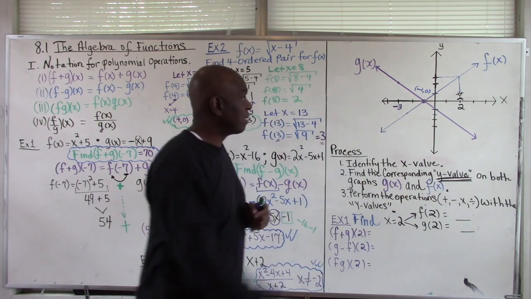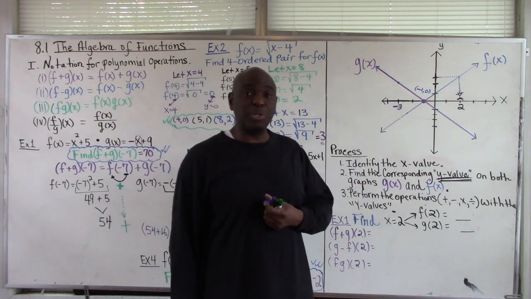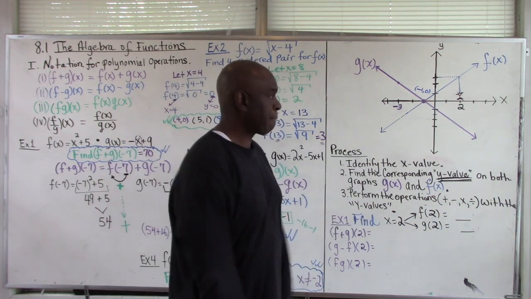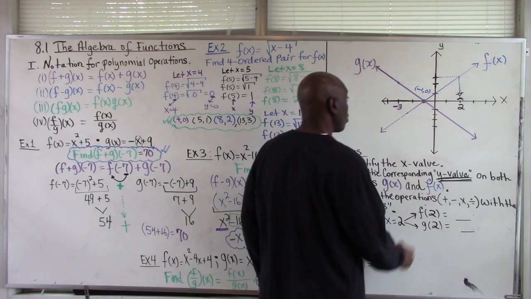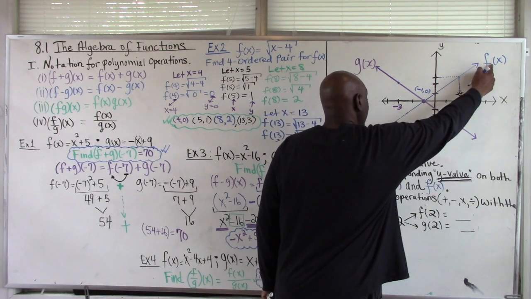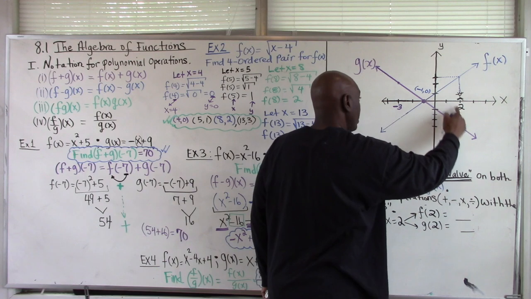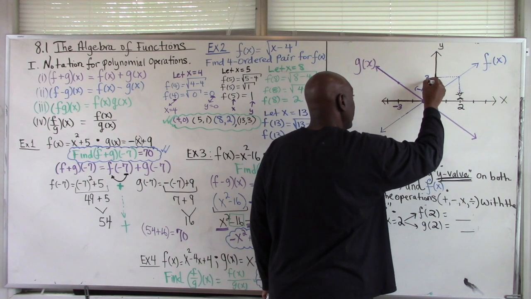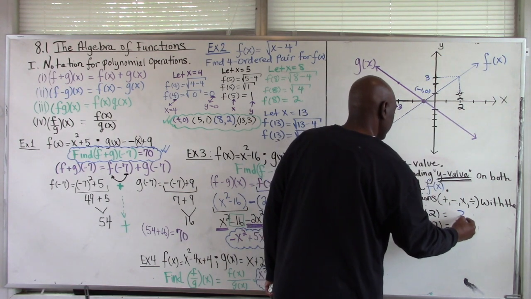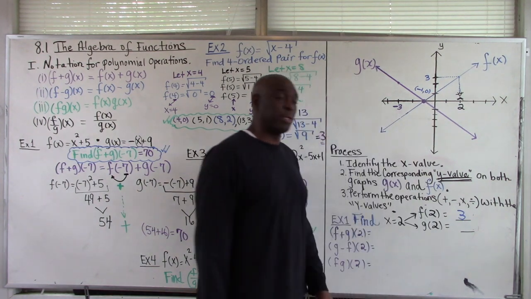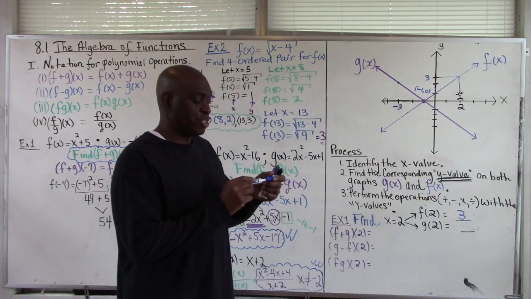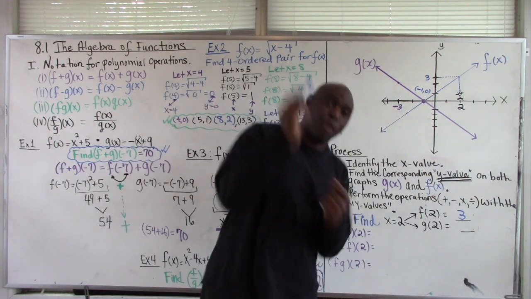Make your way on over. Look at that. What's the y value? 3. So the blue graph, F of 2 is 3. That's a 3. F of 2 is 3. We got it. So now don't jump up, just fall down.